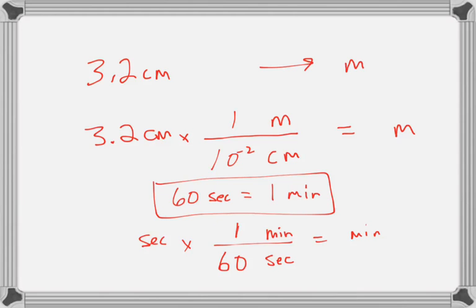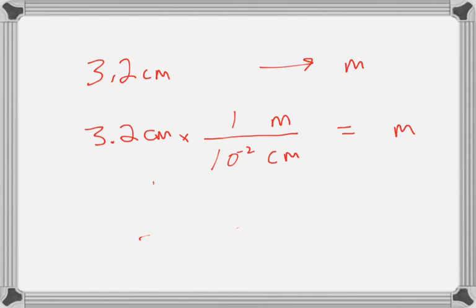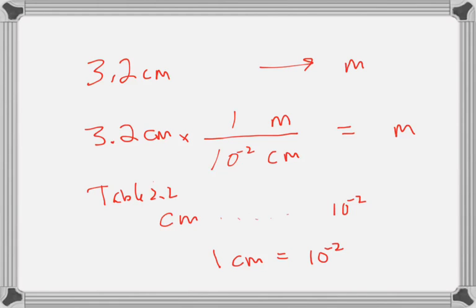Okay, which brings us back to this centimeter-meter issue. What we've been talking about in class is we could go back to our conversion and you would see that our conversion says centimeter, a whole bunch of space, and at the other end it says 10 to the minus 2. What did that mean off of our table? I think that was table 2.2. That says 1 centimeter equals 10 to the minus 2 meters.